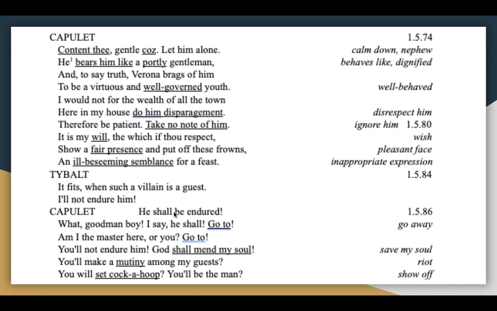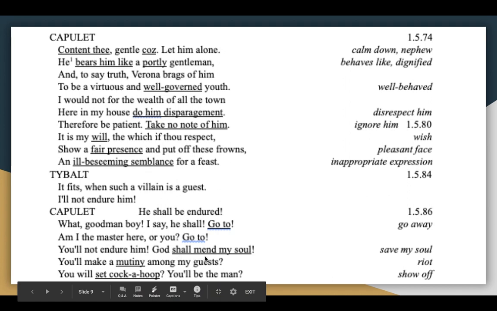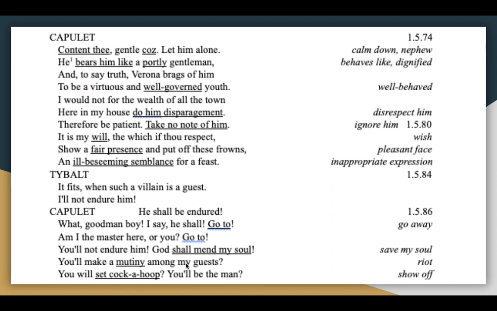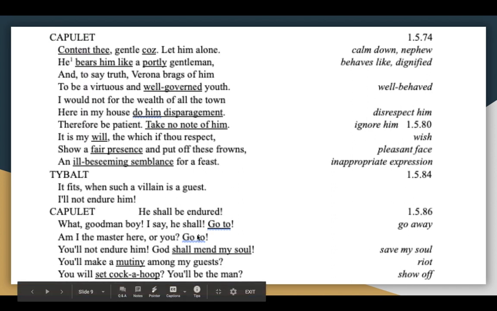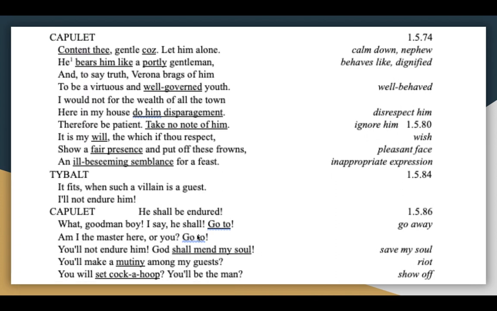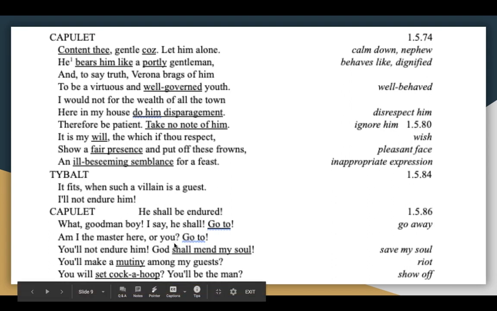Capulet says, "He shall be endured. What, good man, boy, I say he shall. Go to. Am I the master here or you? Go to. You'll not endure him? God shall mend my soul. You'll make a mutiny among my guests. You will set cock-a-hoop. You'll be the man." So what he's saying here is, you will put up with him, you annoying little kid. I'm the master here, not you. You will do what I tell you.